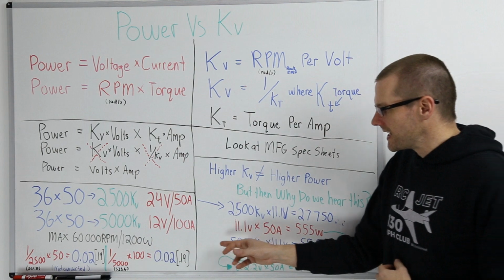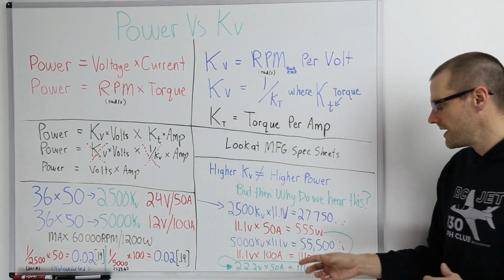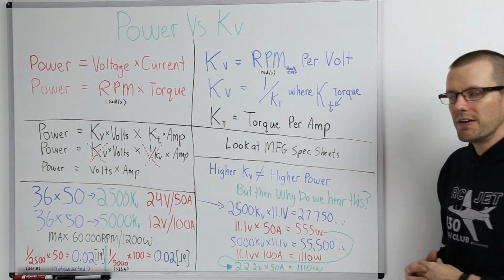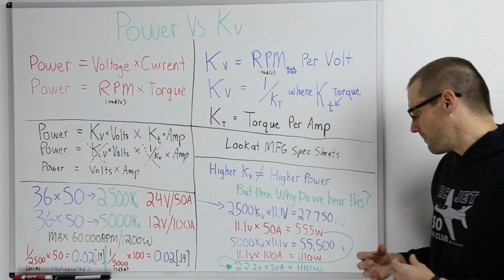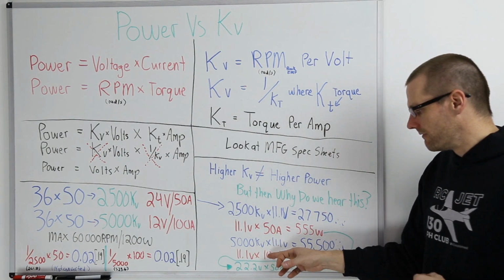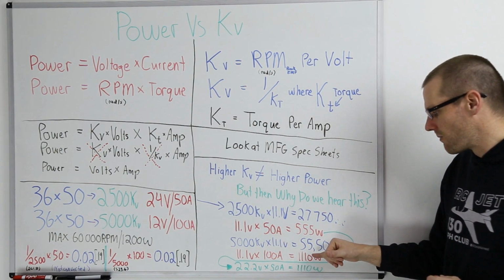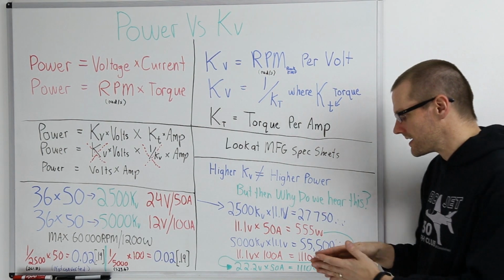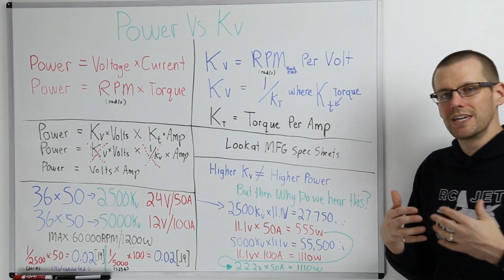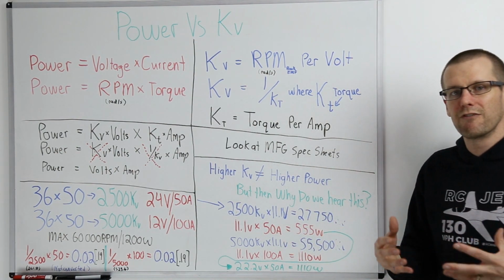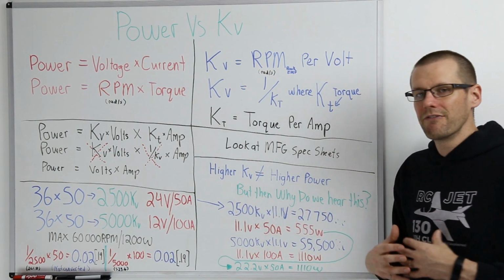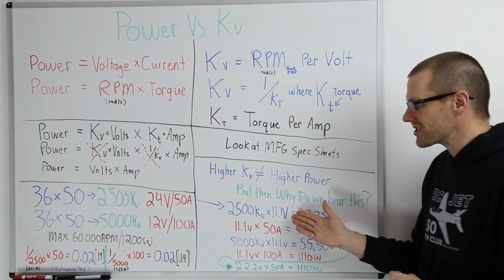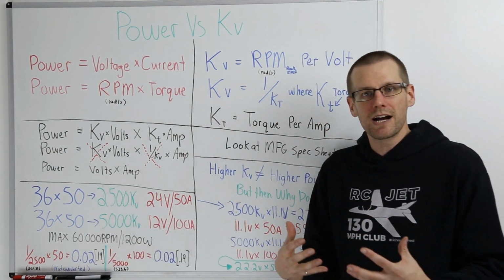Now, if we do the exact same thing with our 5000 kV motor, we're going to get 11.1 volts multiplied by 5,000, giving us 55,500 RPM. And lastly, 11.1 volts multiplied by our 100 amps gives us that 1,110 watts. This ultimately shows us that the 5000 kV motor is going to give us more power if we operate it at 11.1. If you're going to select that 2500 kV motor and only limit it to 11.1 volts, you're essentially not using the full potential, the full maximum RPM of that motor.